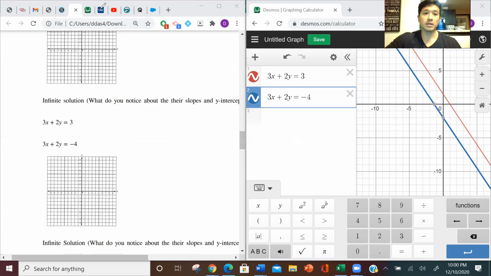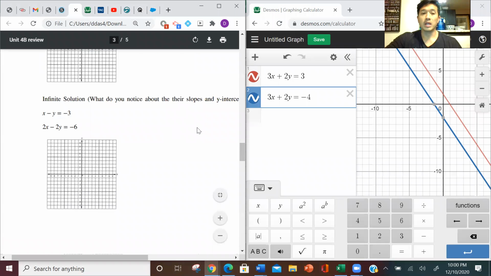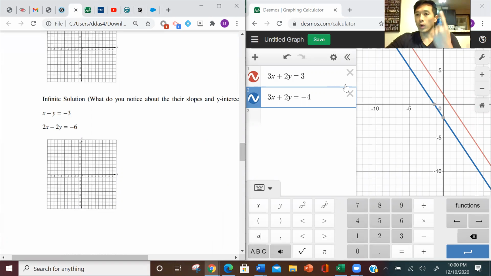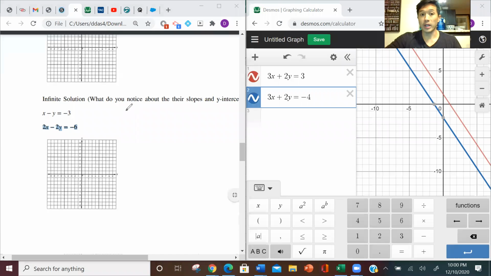Okay, last one here. When you graph this one, again, you're going to graph these two, and what you're going to notice is that they're going to be on top of each other. So it's going to look like one line. That's because these are the same graphs. So basically, the bottom equation down here is basically 2 times the value of the first one, for example. So what you should see is same slope, same y-intercept.